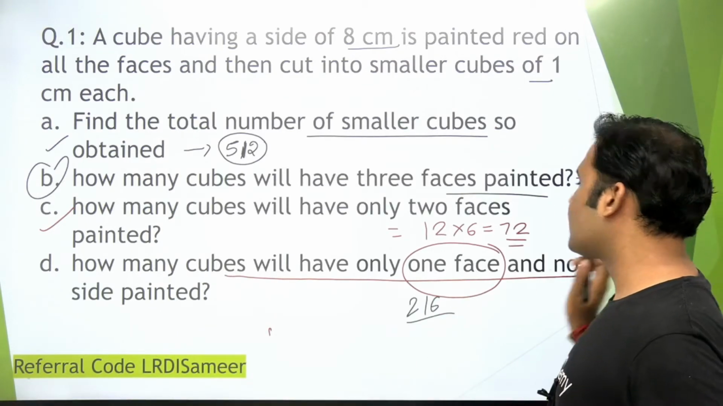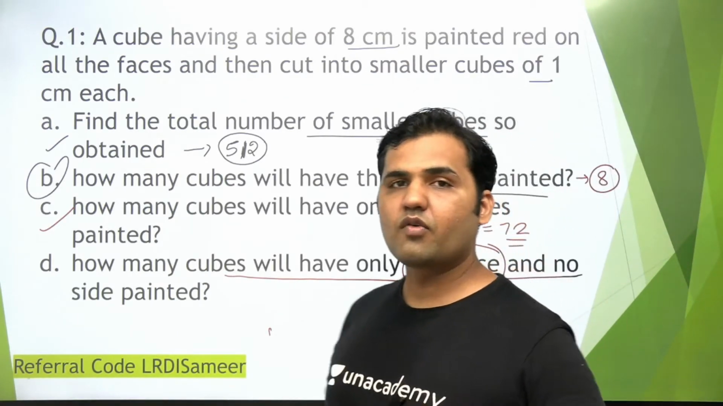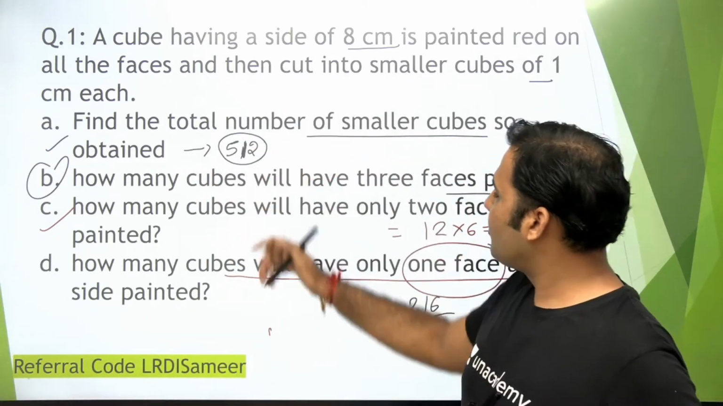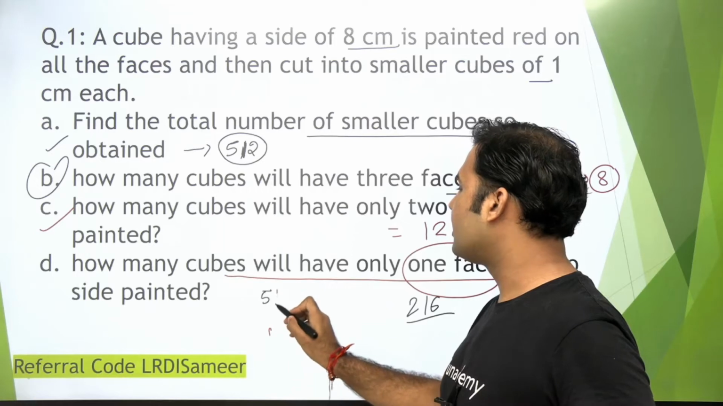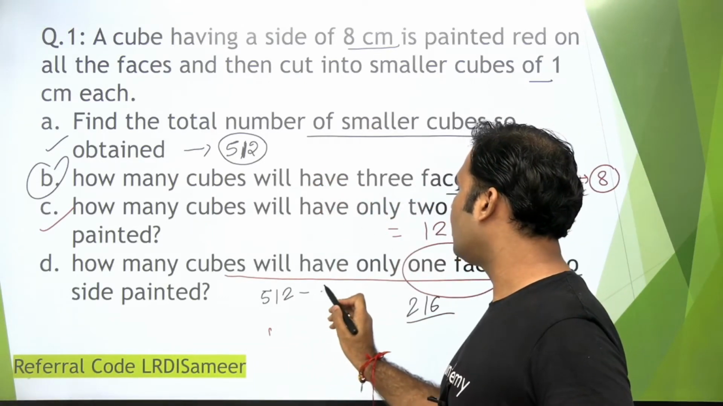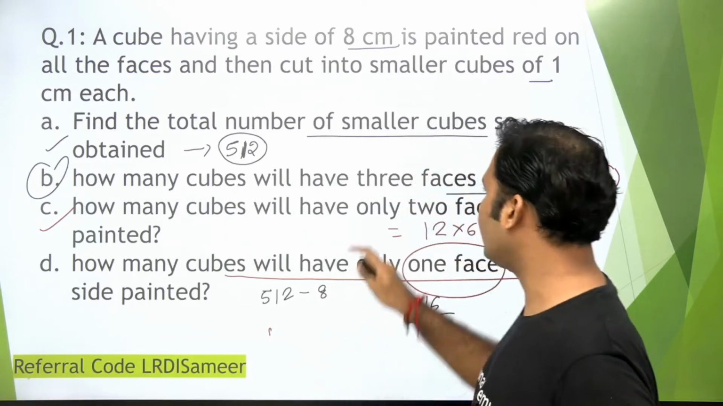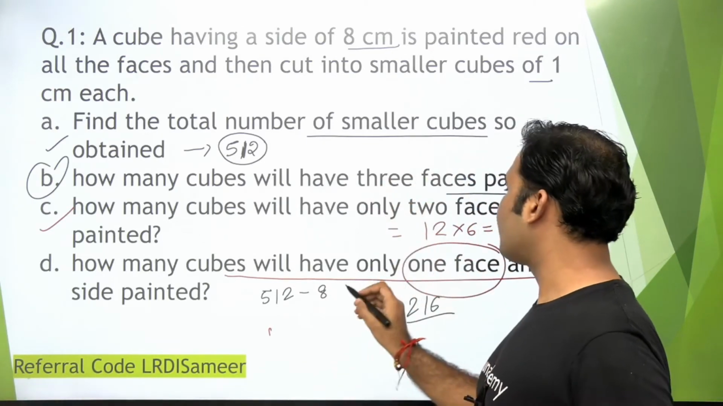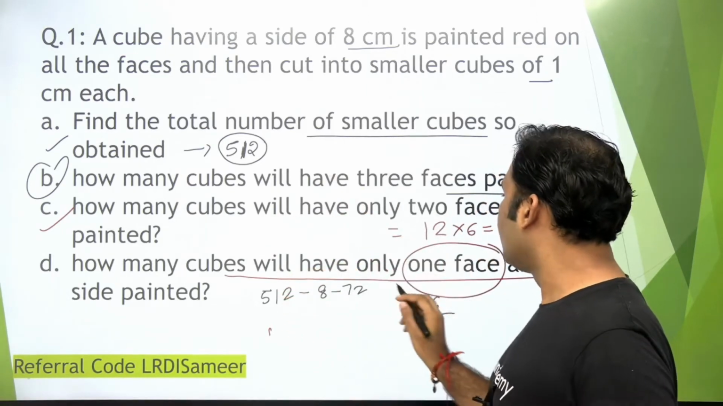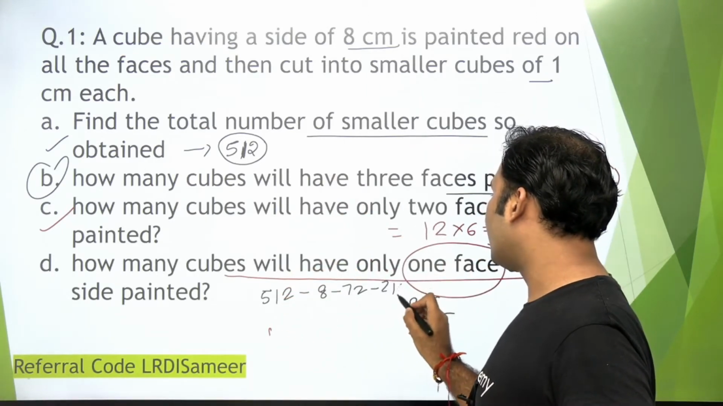नाउ अब बचा एक लास्ट आंसर जिसमें नो फेस पेंटेड का आंसर है. नो फेस पेंटेड इज क्वाइट इजी. टोटल नंबर ऑफ क्यूब्स थे हमारे पास 512. उसमें से 8 ऐसे हैं जो आपके 3 साइडेड पेंटेड हैं, जो कॉर्नर्स पे हैं. 72 ऐसे हैं जिनके 2 साइड पेंटेड हैं जो एजेस के ऊपर हैं. 216 ऐसे हैं जिनकी 1 साइड पेंटेड है.